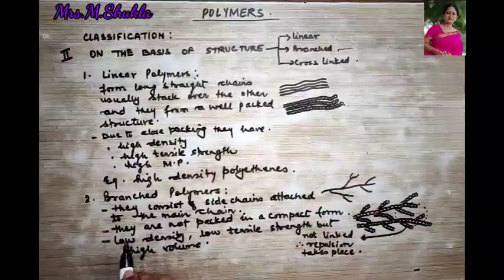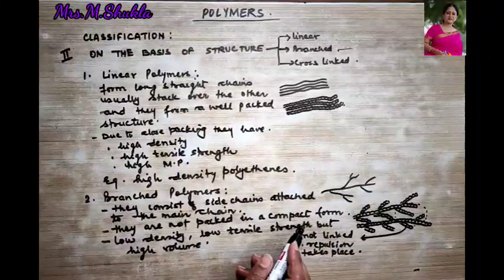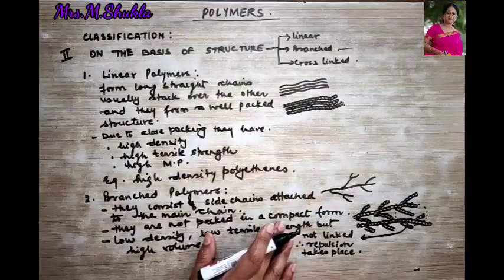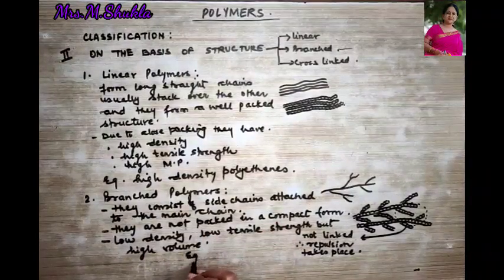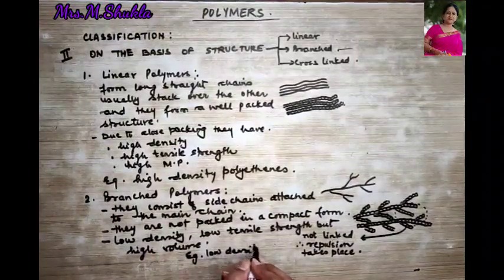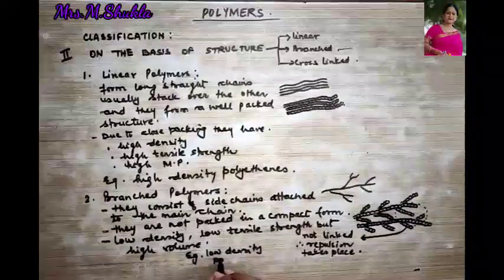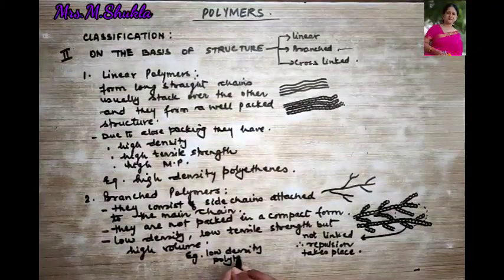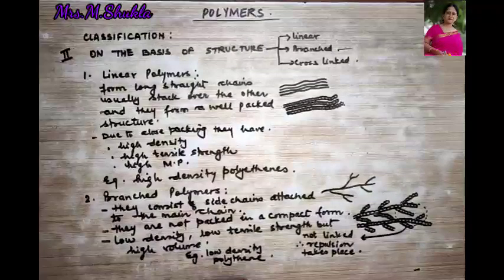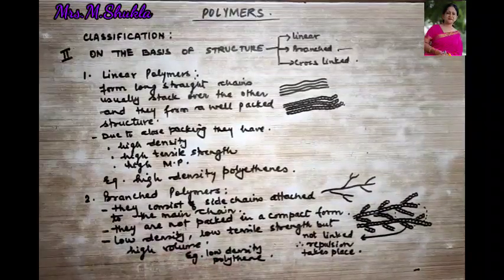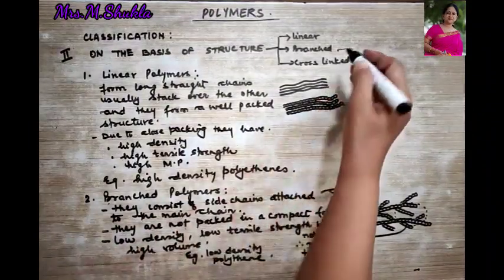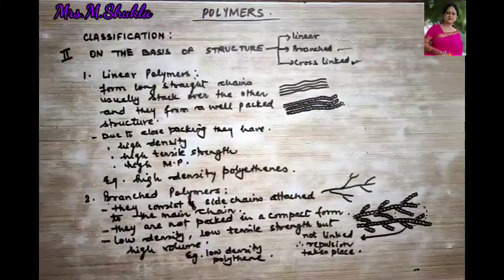And therefore they are not packed in a compact form. They have low density, low tensile strength, but they have high volume. So an example could be your low density polythene. These are your low density polythene, the one that we used to get earlier, they were the branched polymers. Next we move to the cross-linked polymers.